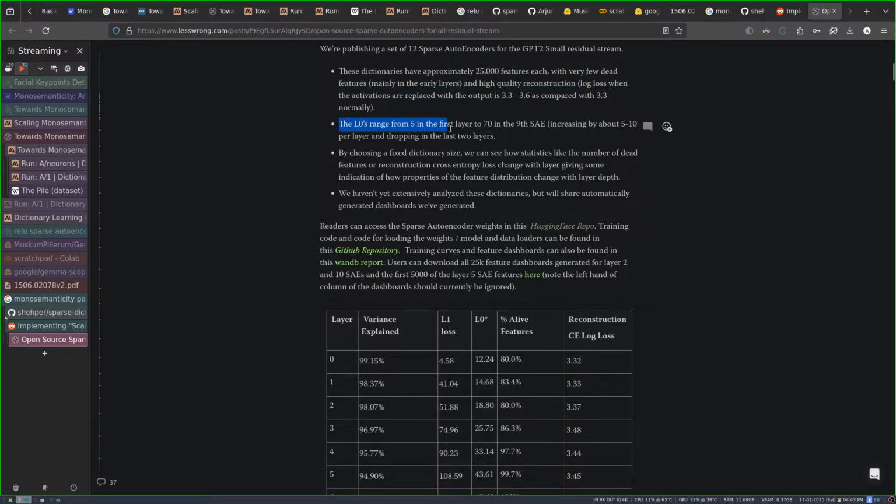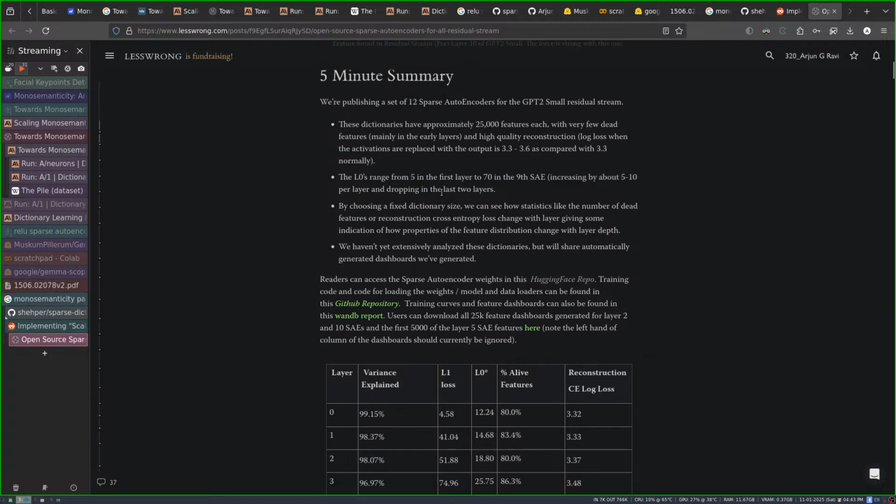The L0s range from 5 in the first layer to 70 in the ninth layer, increasing by about 5 to 10 per layer and dropping in the last two layers. L0 means L0 loss, right? What is L0?